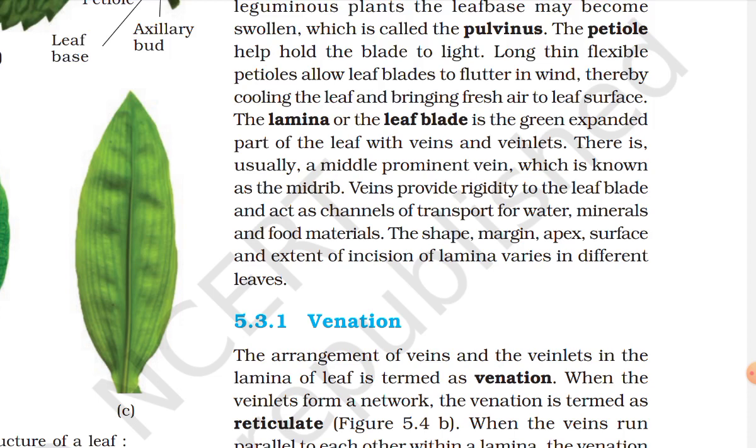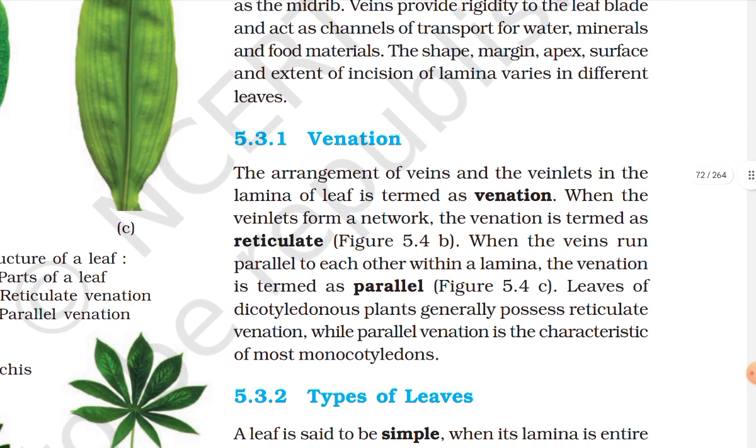Veins provide rigidity to the leaf base and act as channels of transport for water, minerals, and food materials. The shape, margin, apex, surface, and extent of incision of the lamina vary in different leaves. Venation: the arrangement of veins and veinlets in the lamina of the leaf is termed venation.